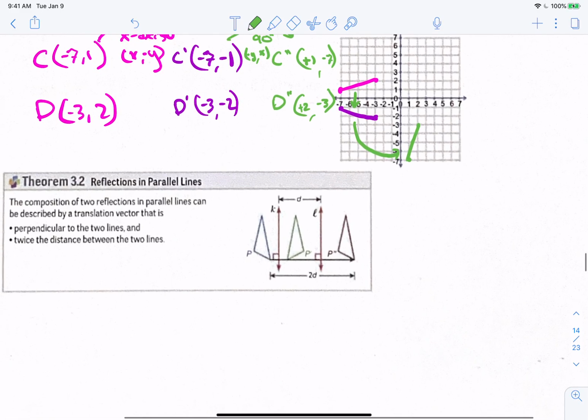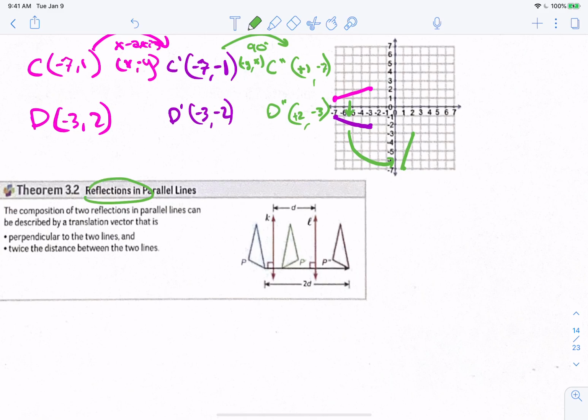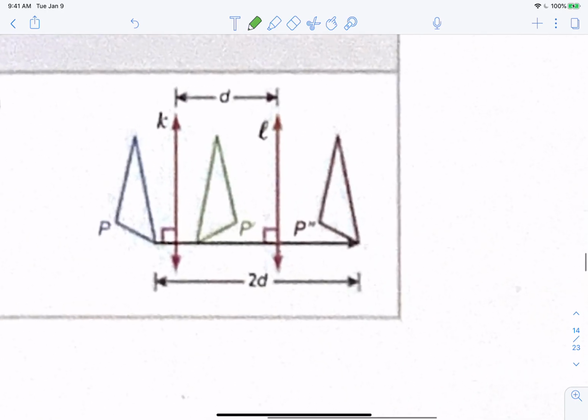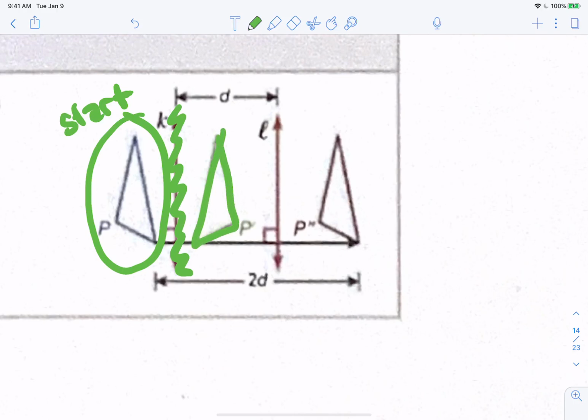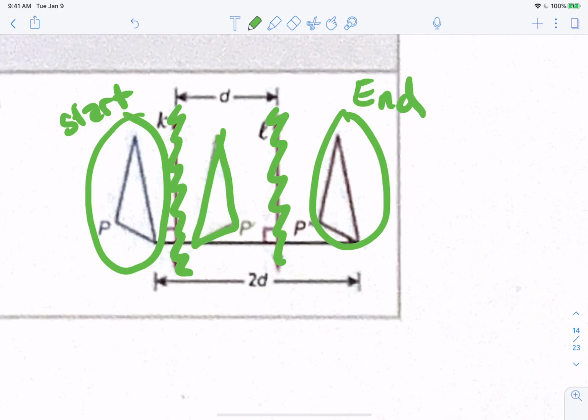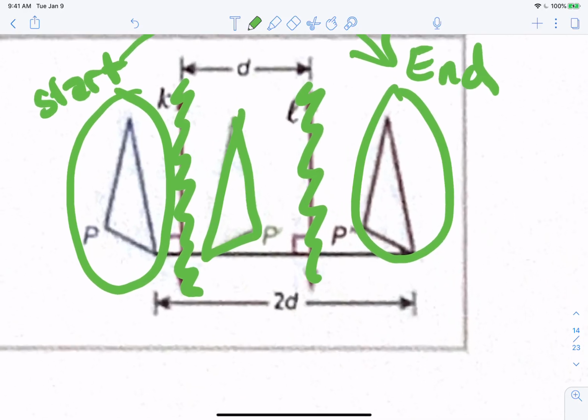Okay, now, there's 2 more things that we've got to talk about, and one of them is doing a double reflection. So we're reflecting him 2 times, but the lines that we are reflecting him over are parallel lines, like this guy, K and L, okay? So this is my starting image. Here's where I start. Then I flip him over top of this line K, and he looks like this guy. Then I flip him again over top of this line, and this is where I'm ending, okay? So what do you notice about start versus end?